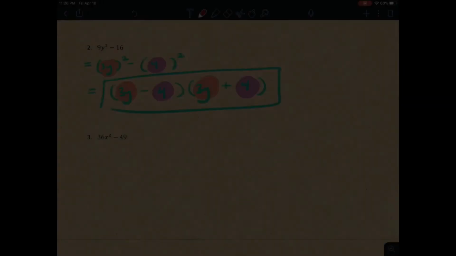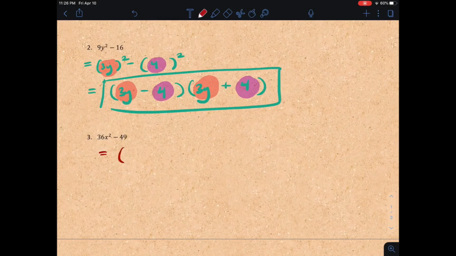So for this one, I hope you notice that this was a difference of squares, right? Because you can write it as something squared minus something squared. 36x squared is 6x squared. Keep in mind, you're really square rooting both 36 and x squared. 49, that's just 7 squared.